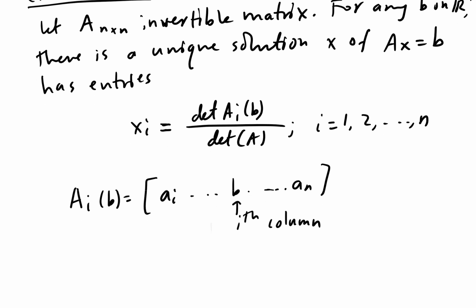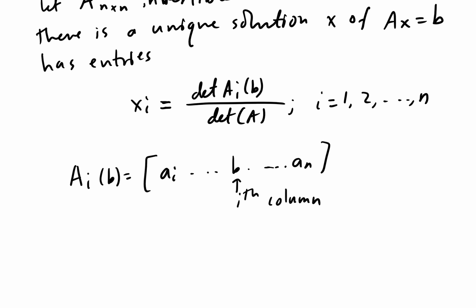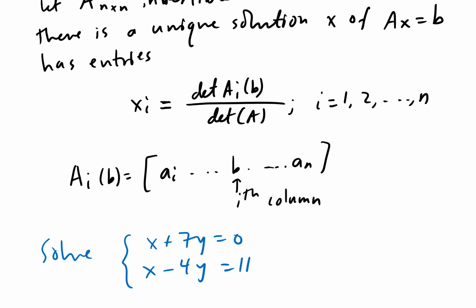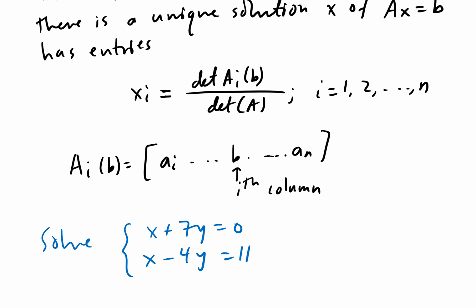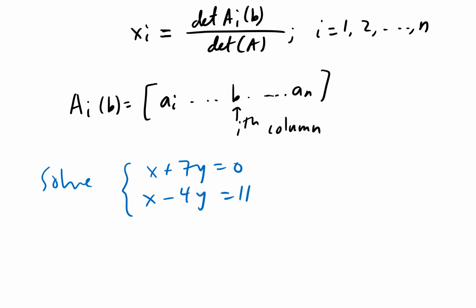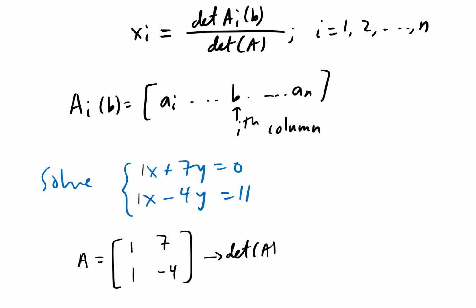You might be confused to see this notation for a minute, but let me show you an example of what this means. If I need to solve this system, x plus 7y equals 0, x minus 4y equals 11, first we write the matrix A down. The matrix A is formed by taking the coefficients of x and y: 1, 7, 1, negative 4. Then we can find its determinant by multiplying across the main diagonal minus the other one, so that's negative 11.